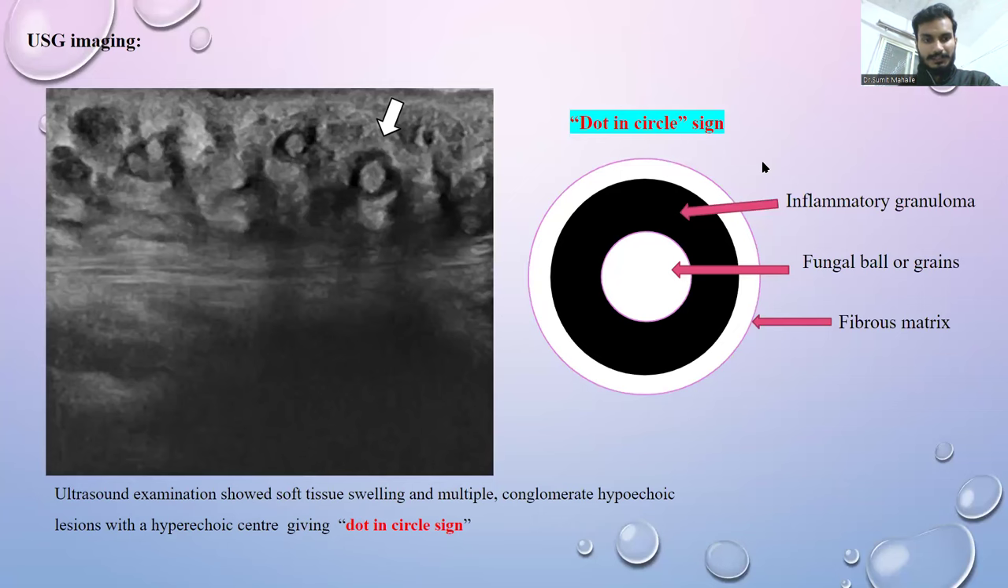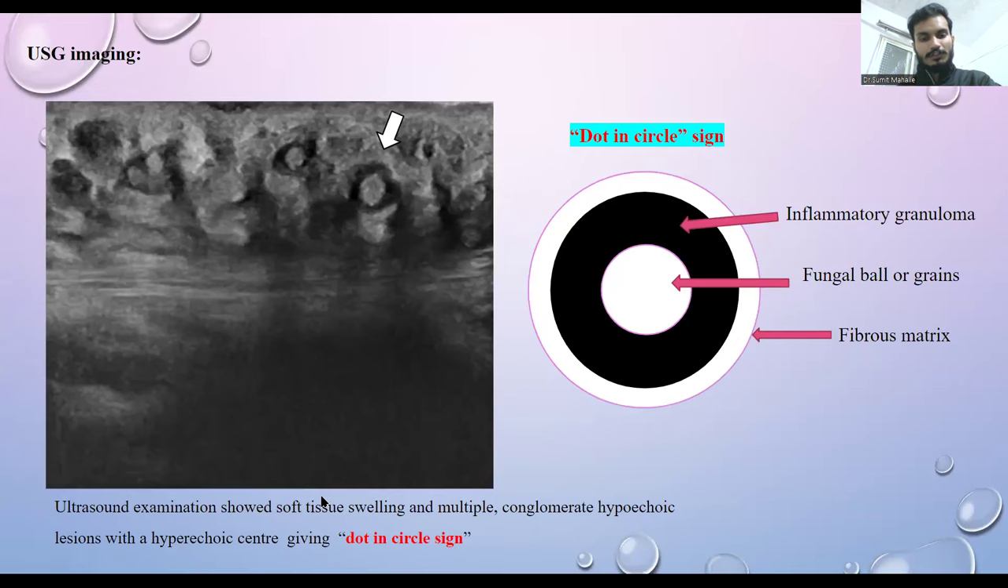Now we'll move to the USG imaging. Ultrasound examination showed soft tissue swelling and multiple conglomerated hypoechoic lesions with a hyperechoic center, the dot-in-circle sign. See, this is a hyperechoic center, and around that is a hypoechoic area. So we can see that. The hypoechoic area is an inflammatory granuloma. The midline is the fungal ball or grain, that is hyperechoic. And the outermost hyperechoic is the fibrous matrix. You can see that.